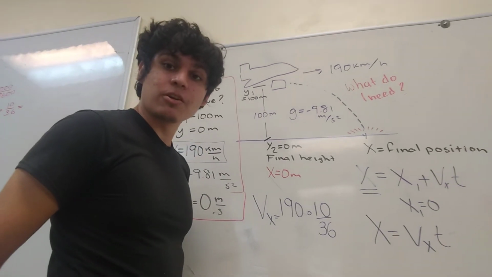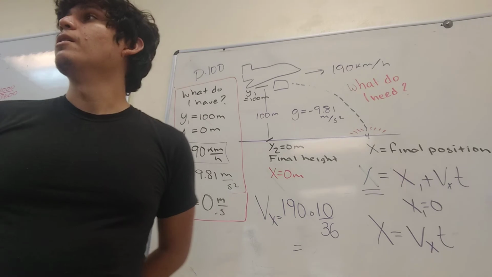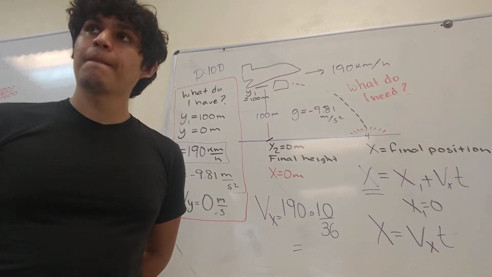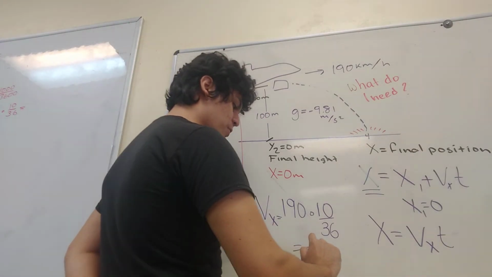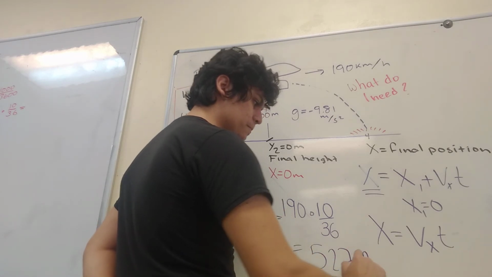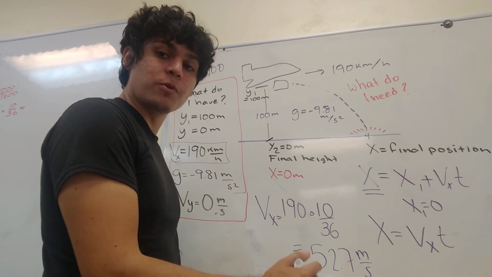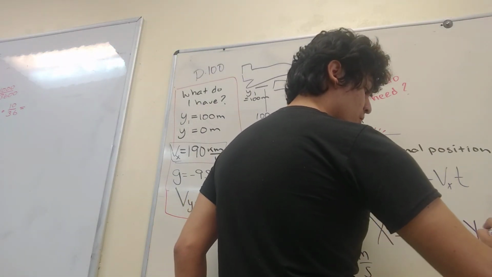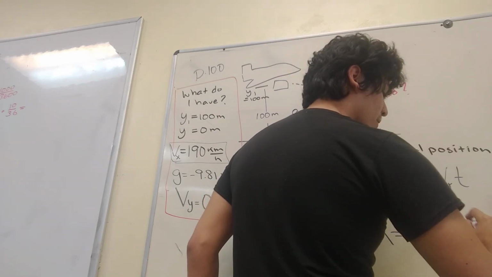So let's go ahead and take out our calculators and do this. I'm just going to ask one of my students, does anybody know what the velocity is in meters per second? Because I don't have my calculator with me, I lent it out. 52.7. Yup. 52.7 meters per second. There it is. So then, velocity is equal to 52.7. So check it out. Your final position is equal to 52.7 times the time. There it is.